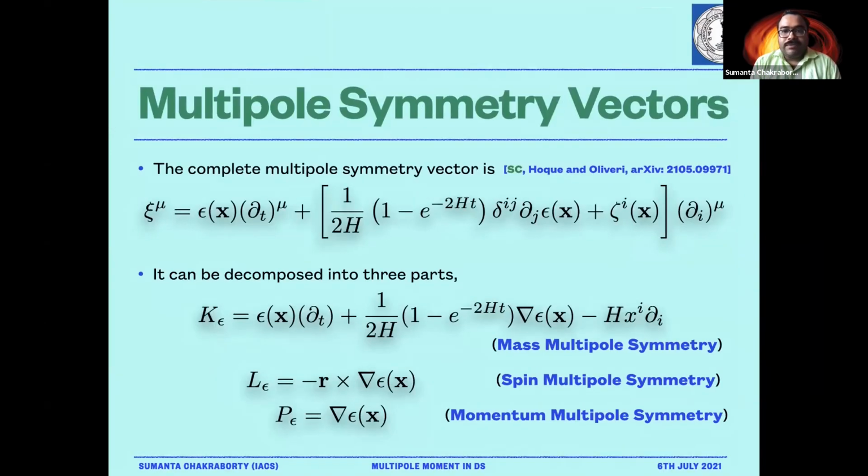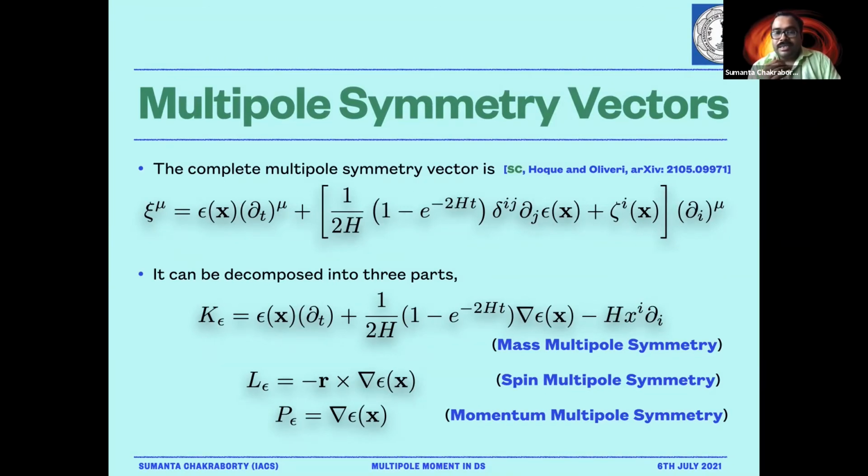This is the full structure of the multipole symmetry vector. As you can see, the time component just depends on epsilon of x, and the rest of it is the spatial part. So this can be decomposed into 3 nice sets. There is a K epsilon, which corresponds to the mass multipole symmetry vector. There is an L epsilon, which corresponds to the spin multipole symmetry vector. And there is a P epsilon, which corresponds to the momentum multipole symmetry vector.